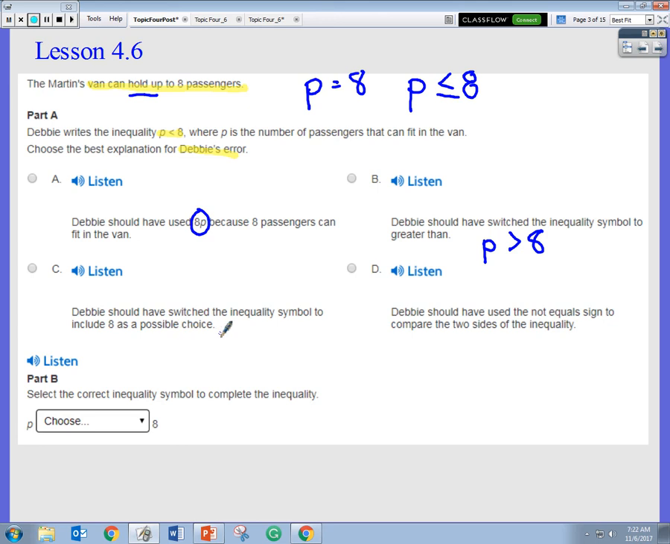So she should have switched the inequality symbol. She should have switched it and made it this. So that says P is greater than or equal to 8. That means it could hold more than 8 or also 8.